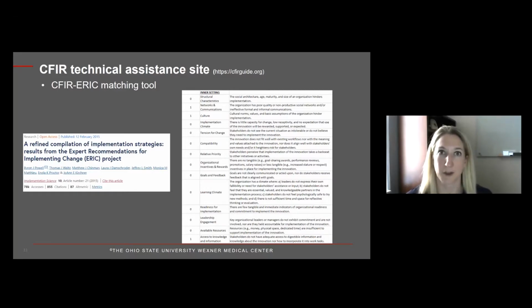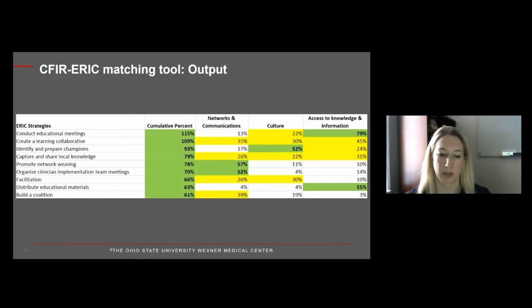In our case, we plugged in our three main barriers from our scoping review: our lack of networks and communication, our lack of supportive implementation culture, and our lack of access to knowledge and information. The barriers are from the CFIR framework, that language there. Once you identify those barriers, the output of this CFIR-to-ERIC matching tool would be recommended implementation strategies from the ERIC taxonomy that are believed to help overcome your implementation barriers.